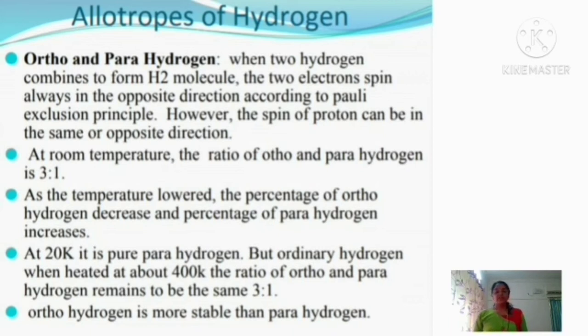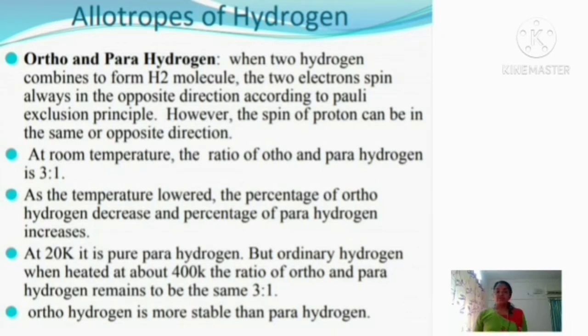At ordinary temperature, ordinary hydrogen contains 75% ortho and 25% para. If the temperature is lowered, the proportion of orthohydrogen decreases and parahydrogen increases. If the temperature is lowered to 20 Kelvin, then it is pure parahydrogen. That means we can obtain pure parahydrogen.